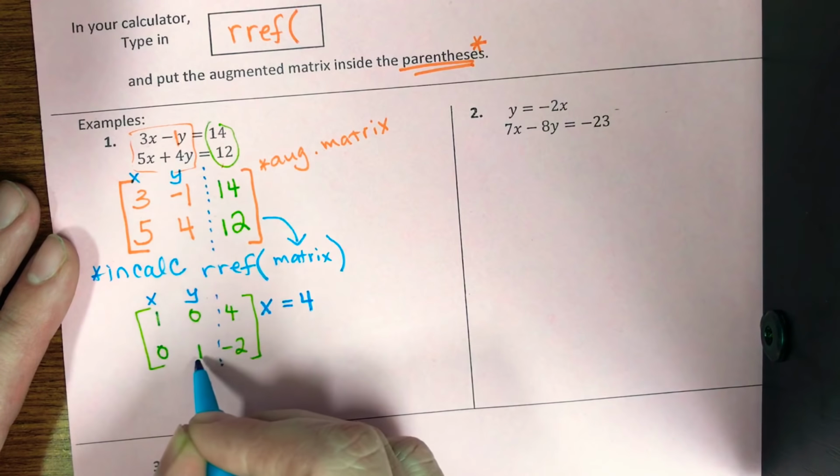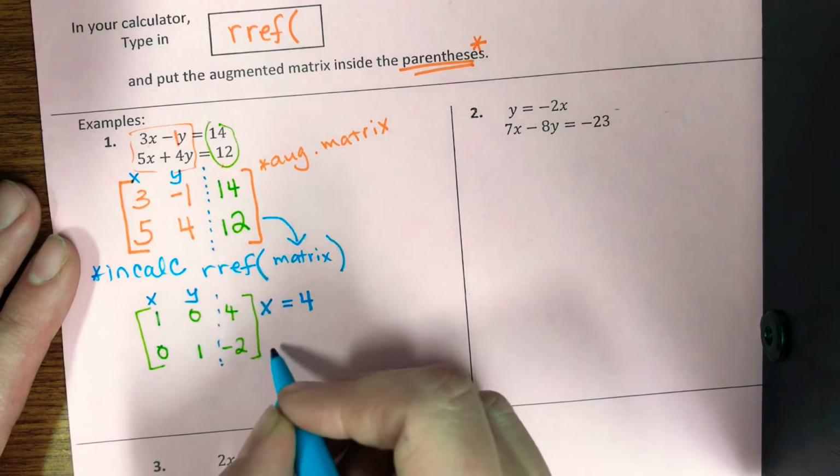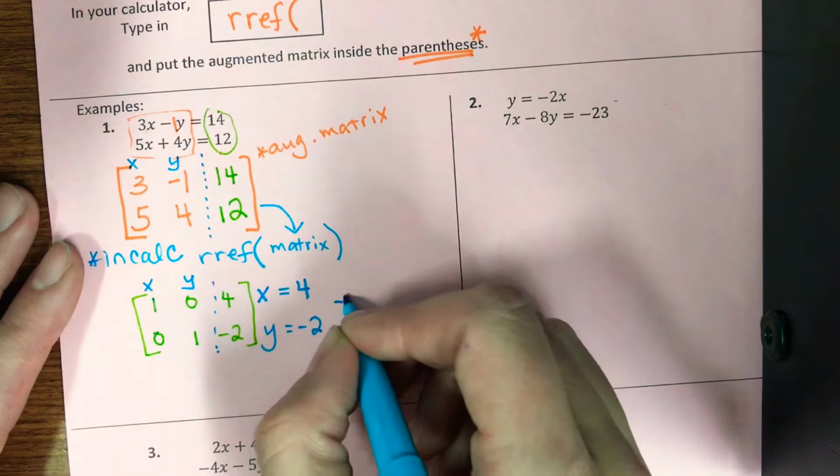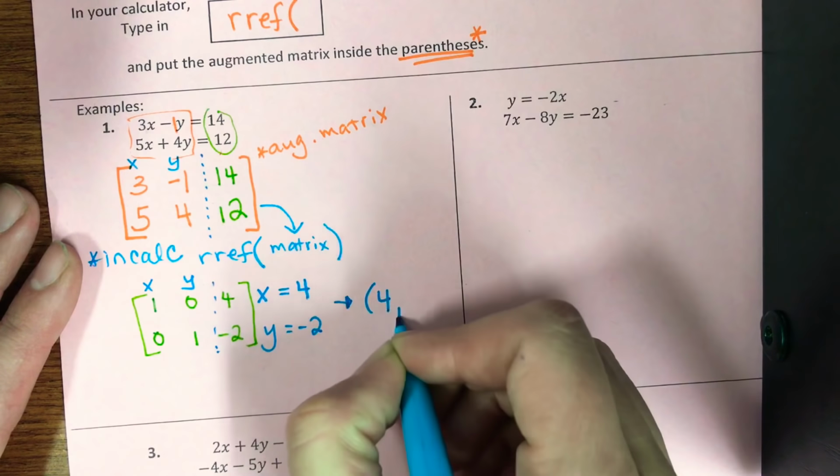And this is showing us that 1y, or just y, equals negative 2. So my solution is just (4, negative 2).